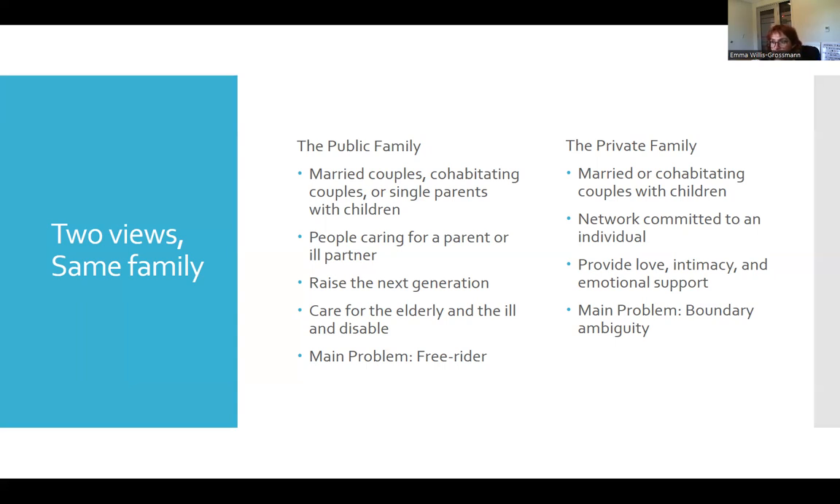The private family is typically going to include married or cohabitating couples with children. However, it doesn't necessarily have to have children. We can also include those found families, things like that. So that's typically what we see, but again, that definition of family is much broader. It also is more likely to be a network committed to an individual or to individual relationships. And the main goal for these families is to provide love, support, and intimacy. So again, it's much more of a personal and private experience, not focusing on what they can do for the public good. And the main problem that these families are going to experience is that boundary ambiguity, or figuring out who's in this family.